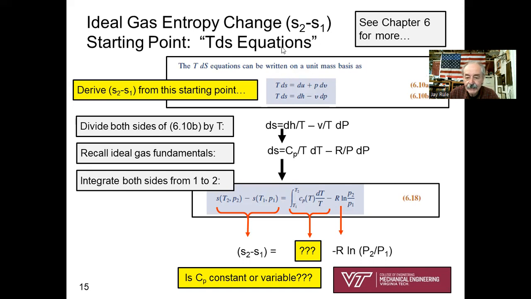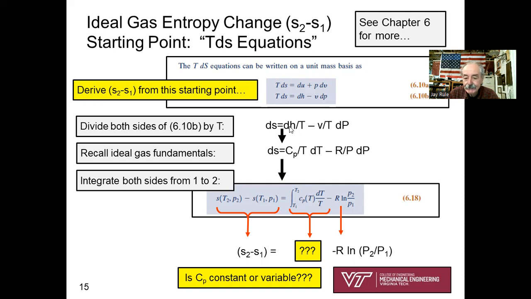Let's divide both sides by T to give us, on the second relation, ds is equal to dH over T minus V over T dP. Let's work only on ideal gases. So notice the title of this slide, ideal gas entropy change. How can we simplify this differential equation for an ideal gas?